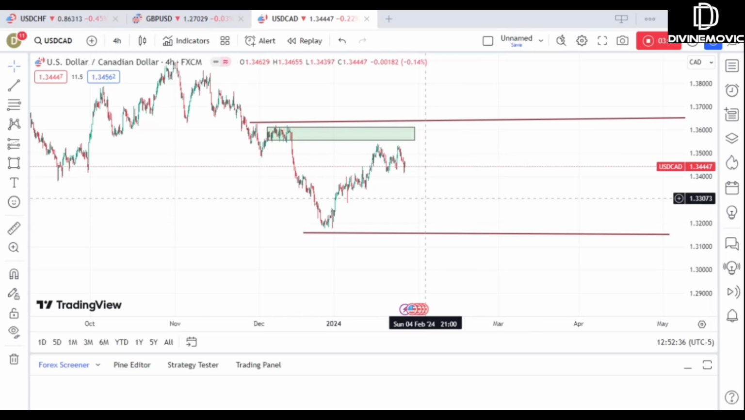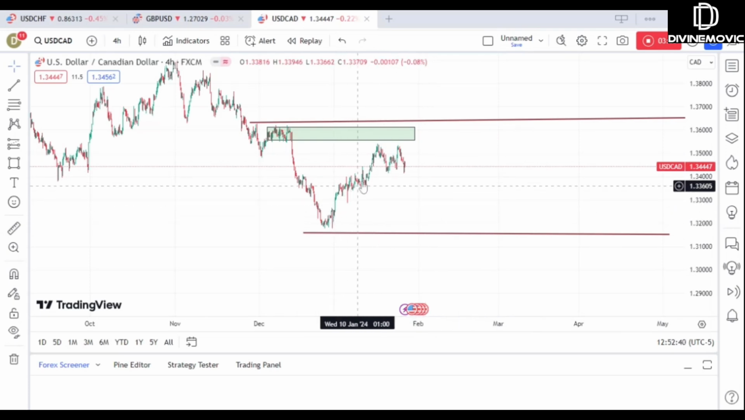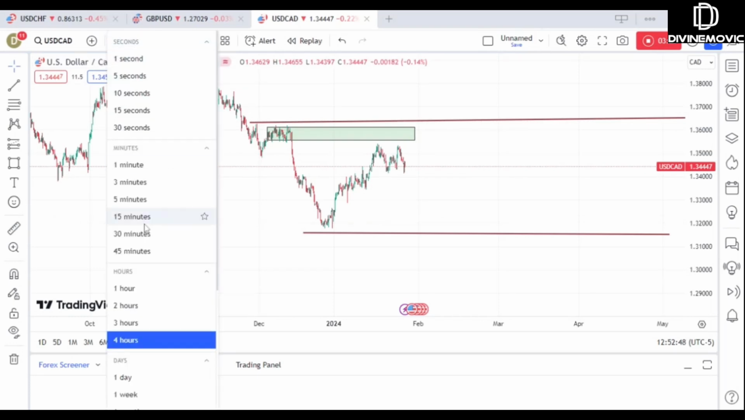But what are we going to do next? What do we need to do next? We are going to study the price action that's happening here and see what we can possibly do next. So we're going to switch to the 1 hour time frame and study the price action that is going on from this support to that resistance level here.